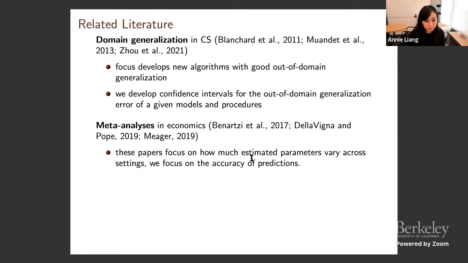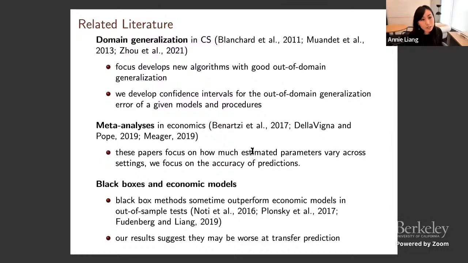Finally, there's been a recent literature looking at how black box methods and economic models differ from one another. For example, recent papers demonstrate that black box methods actually outperform economic models in out-of-sample tests across various problems. Our results complement this by suggesting that these black box methods may nevertheless be worse at transfer prediction. These are both important angles on this comparison, and this is just another comment on it.